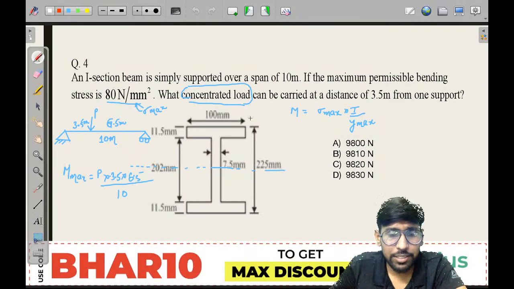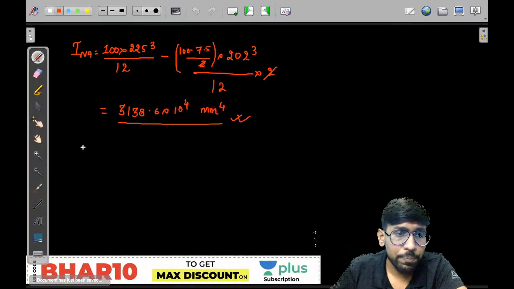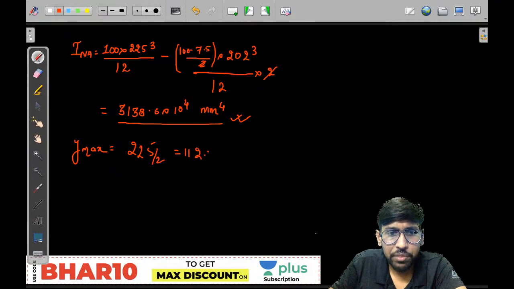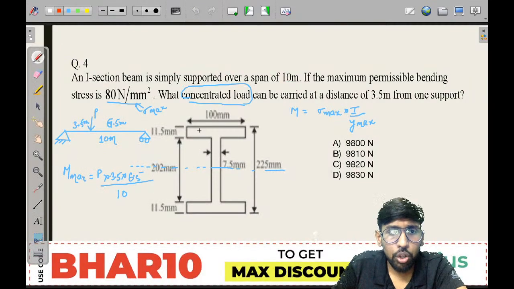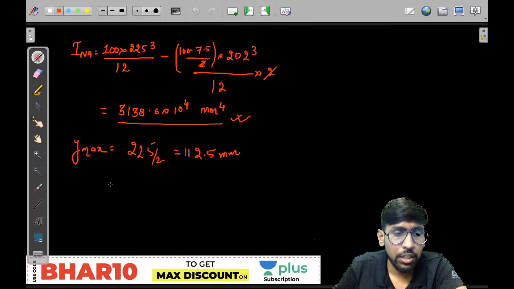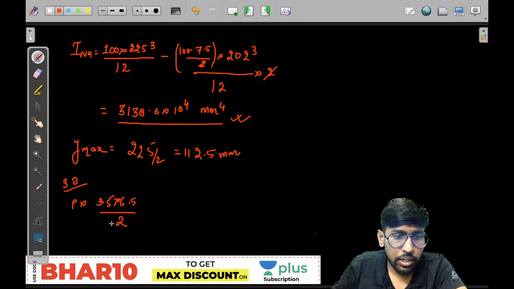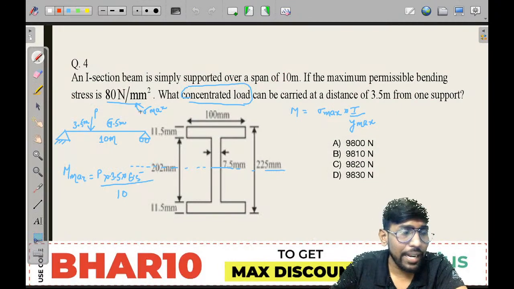Y max is nothing but 225 by 2, that is 112.5 mm. Now you need to find this value, that is P. So what can we write? P into 3.2. This is in kilonewton meter, and we need to convert it to Newton mm, so multiply with 10 power 6. Then the stress is 80 Newton per mm square.